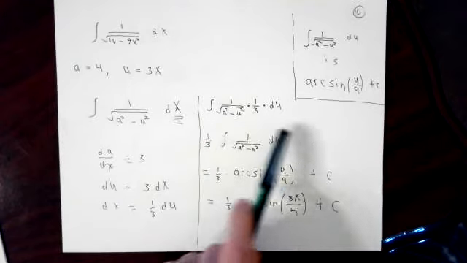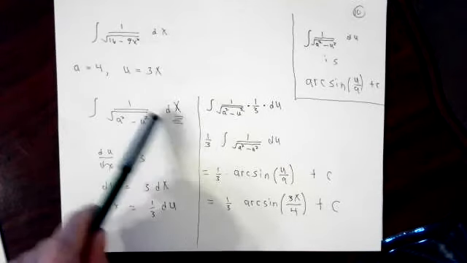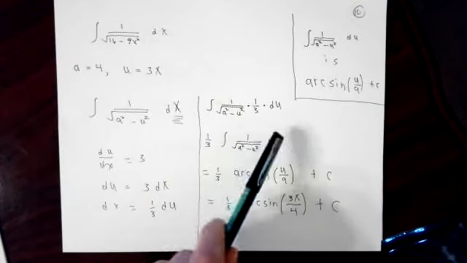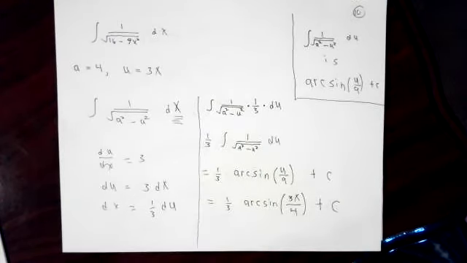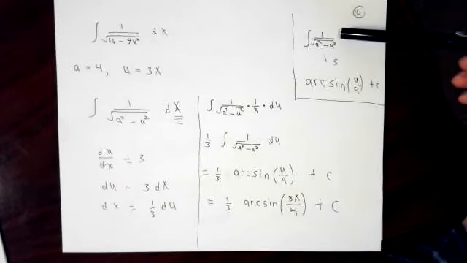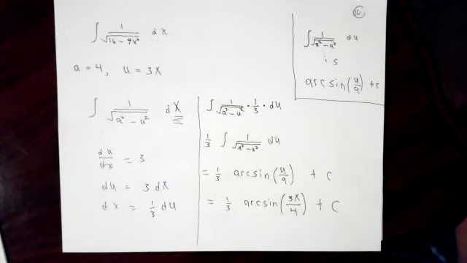When I write that in, instead of writing dx, I write 1/3 du, and then pull the constant factor of 1/3 out in front of the integral. This now looks exactly like the formula that we were given. So write the answer down. This is 1/3 times arcsine of something. The something is u divided by a. u is 3x, a is 4, and then add the constant of integration.